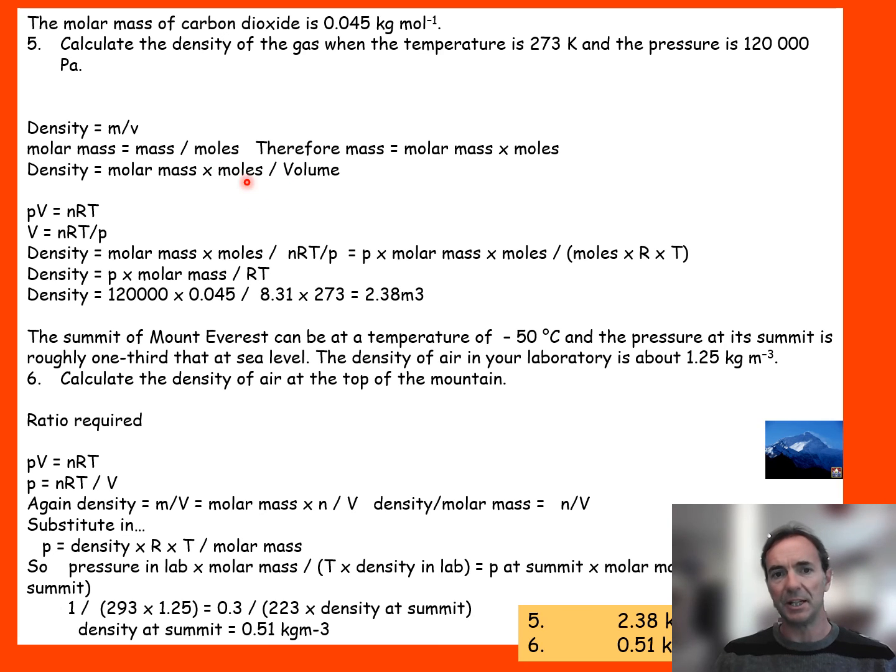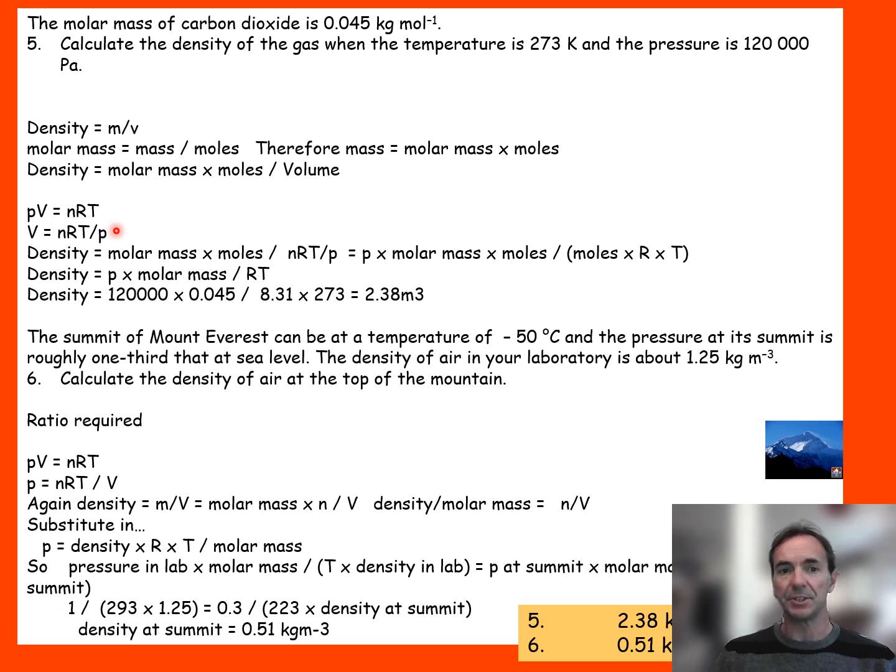And you can see here moles over volume is actually in the PV equals nRT. So P equals nRT over V, we just rearrange to get V equals nRT over P. So density, molar mass times moles here, divided by this number here, of course, because I'm trying to get the volume on here. Density, this is what I'm working out here, is pressure times molar mass times moles, divided by moles times R times T. Now, I'll say that again slowly. You're getting an expression for volume.